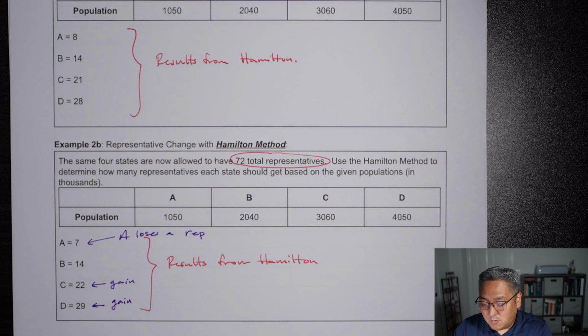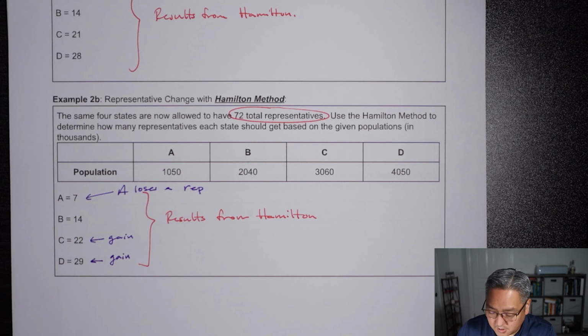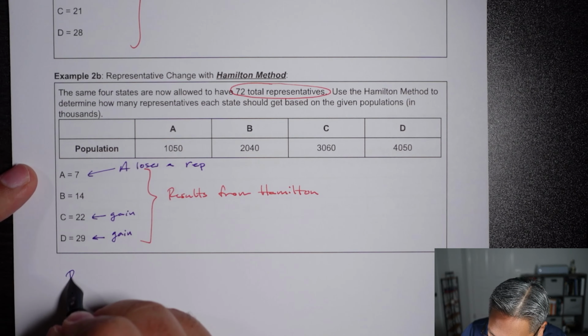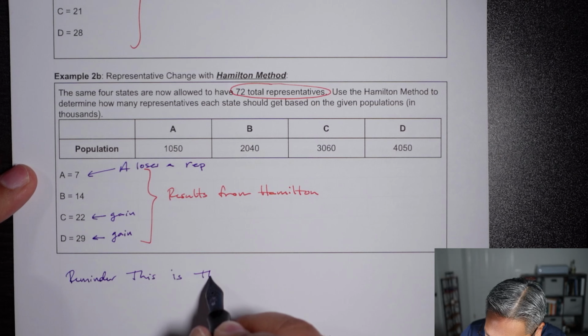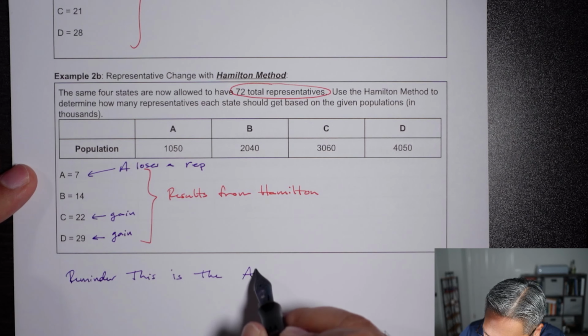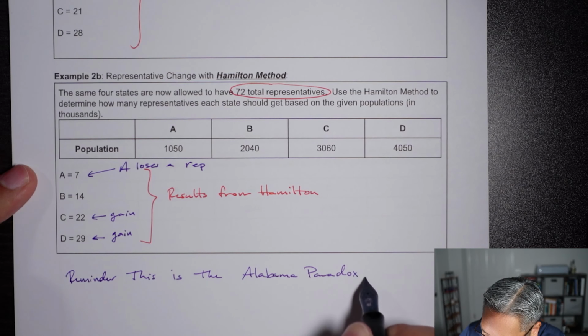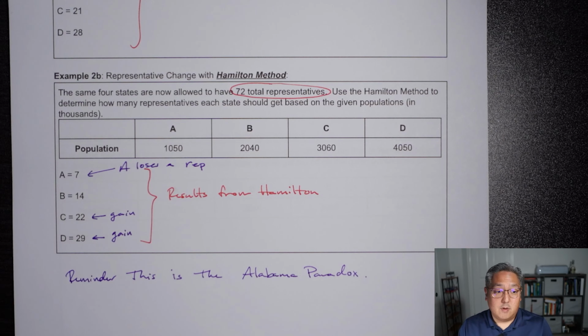In particular, remember this one is the Alabama paradox. Just a reminder, this is the Alabama paradox. And what I showed prior to this one in the last video was an example of a population paradox. And just a spoiler alert, you're going to have a new state paradox that you'll see somewhere soon. Okay, let's take a look at how Jefferson resolves this.